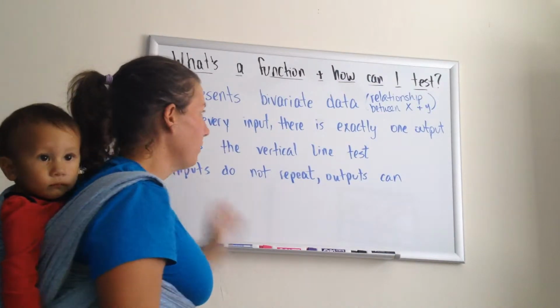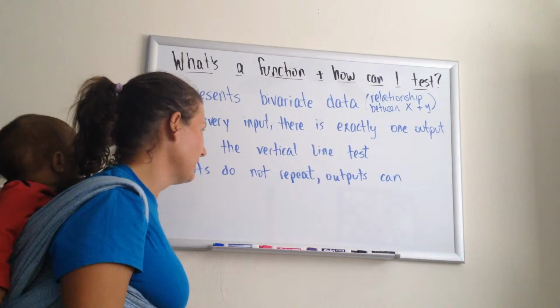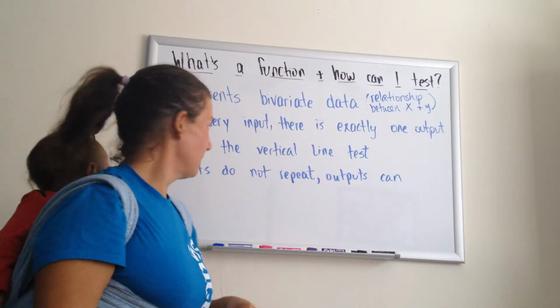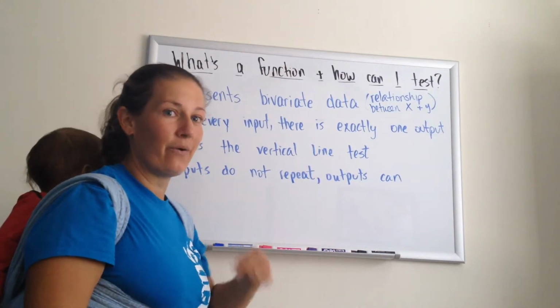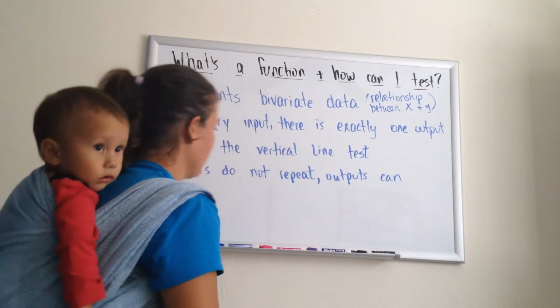For every input there is exactly one output. It will pass the vertical line test. The inputs do not repeat, however the outputs can. The y values are allowed to repeat. Alright, so let's look at this.